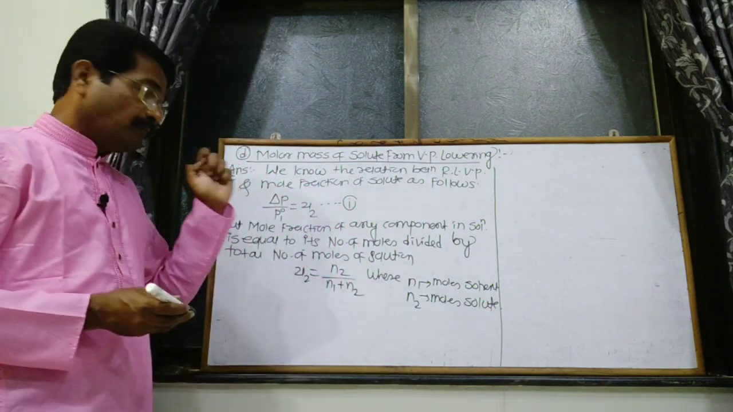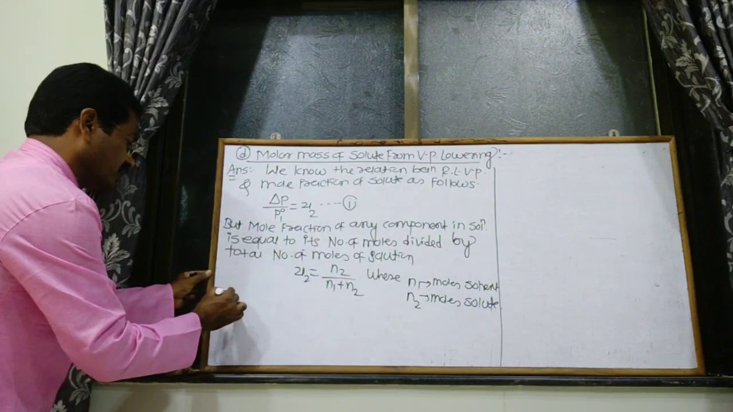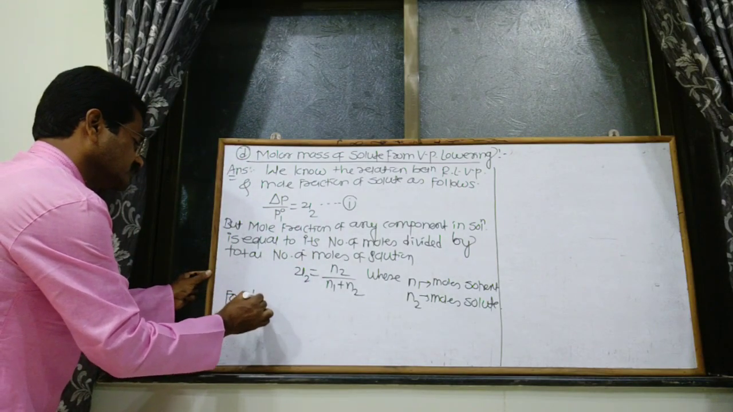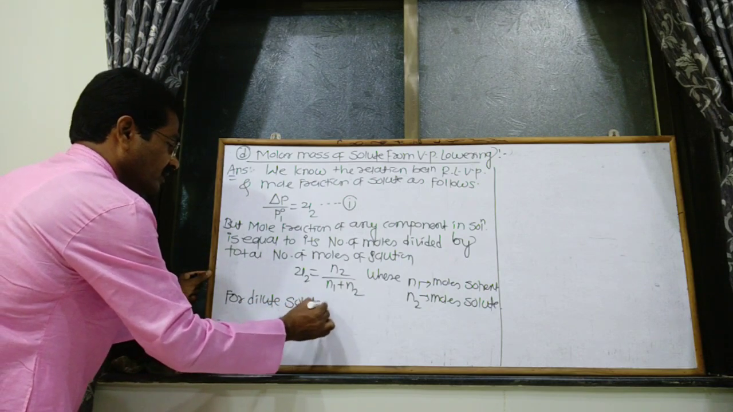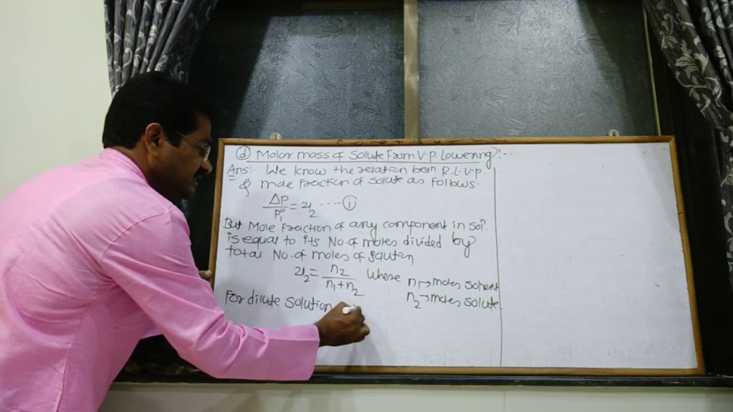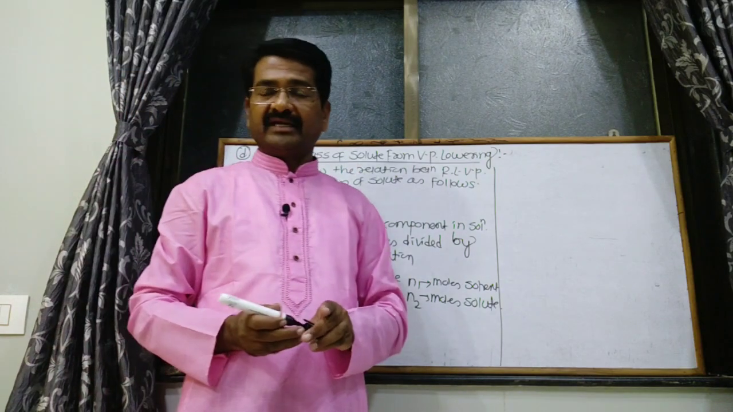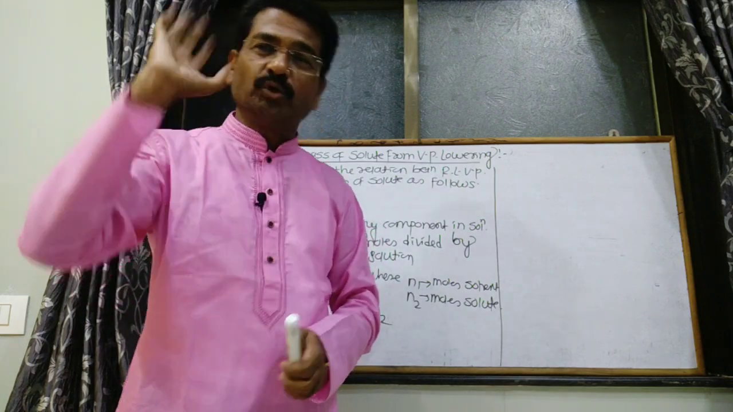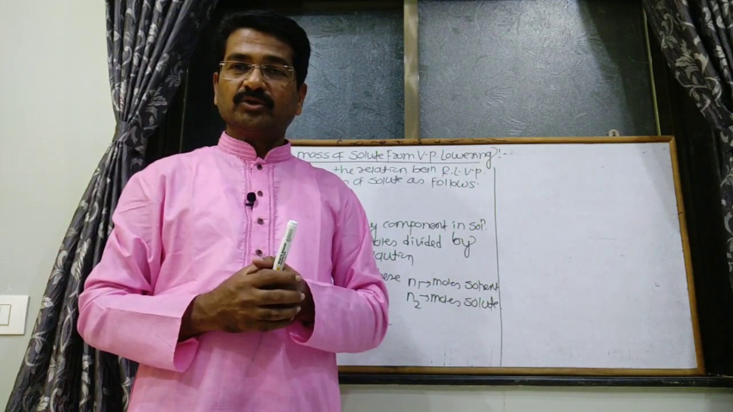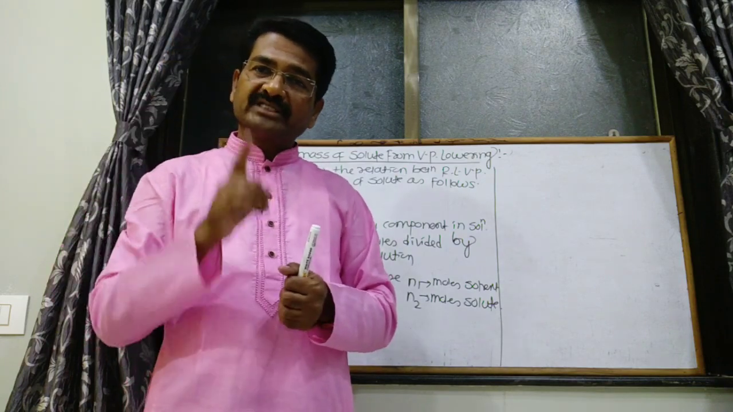But for a dilute solution, n1 is greater than n2. Understand this point? Dilute solution means what? The solution containing very little quantity of solute is called a dilute solution.